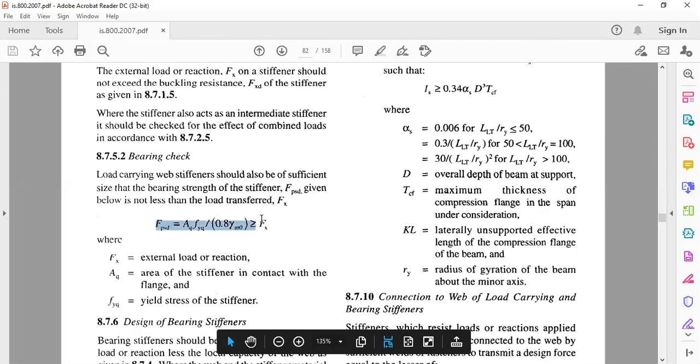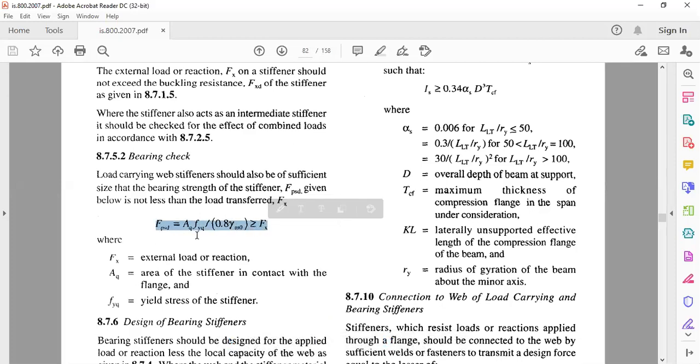Okay, so this is the formula. FPSD is equal to AQ into FID divided by 0.87 gamma m naught. Here I have to calculate the AQ, which is nothing but the area required for the stiffener. So AQ is equal to F, where F is nothing but the shear force, the external load or reaction, which is going to be Fx. So AQ is Fx into 0.87 into gamma m naught divided by Fy. This is the formula we are going to use in order to find the area of the stiffener.